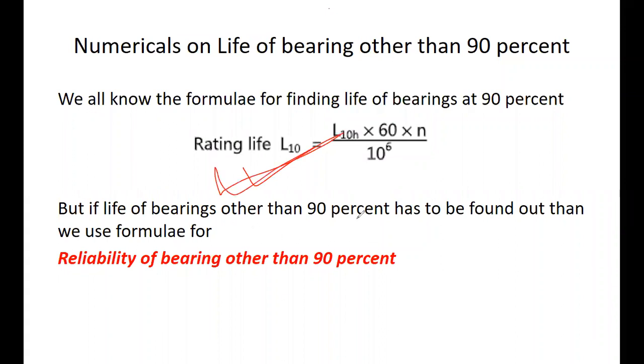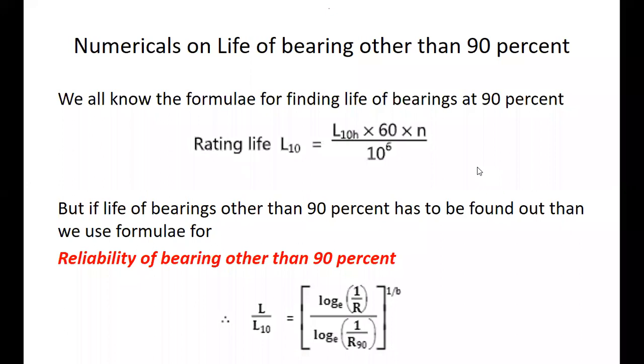But if life other than 90% reliability has to be found out, then we are going to use this formula, which we derived right now. Life reliability derivation: L upon L10 is log e of 1 upon R divided by log e, where log e is the natural log, of 1 upon R90, raised to 1 upon b. So these two formulas we have to remember.